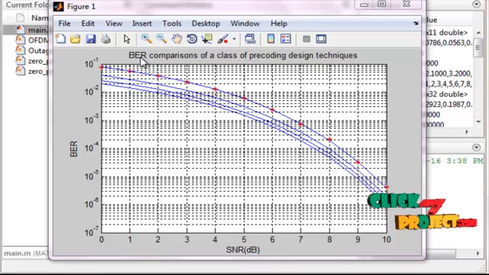This first figure is a BER comparison of a class of pre-coding design techniques. BER is the bit error rate. On the x-axis is the SNR in dB, and on the y-axis is the BER. As already mentioned, we achieve the superior bit error rate of the system compared to all the pre-coding design techniques. There are three pre-coding techniques.